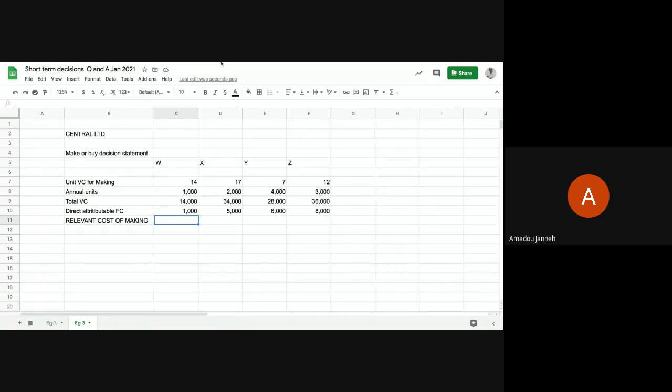Wait. Let me catch some people again. Yes, Rabiatu, we have spoken. Yes, Yankuba, tell us, which numbers do we have to add to calculate our total relevant cost of making? And you have to tell us what formula we should put there. Yankuba? Yankuba, are you with us?